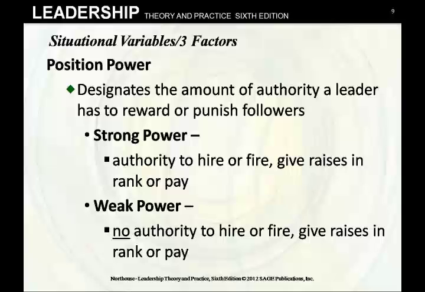The third factor is position power, and this is the amount of authority a leader has to reward or punish followers. If you have strong position power, you have the authority to hire, fire your employees, give raises to them, increase their rank or pay. If you have weak position power, you have no authority to hire, fire, give raises, or increase their rank or pay. So those are the three situational variables: leader-member relations, task structure, and position power.